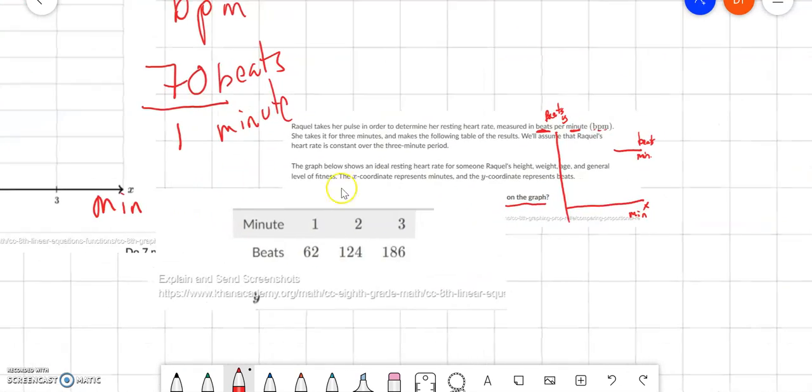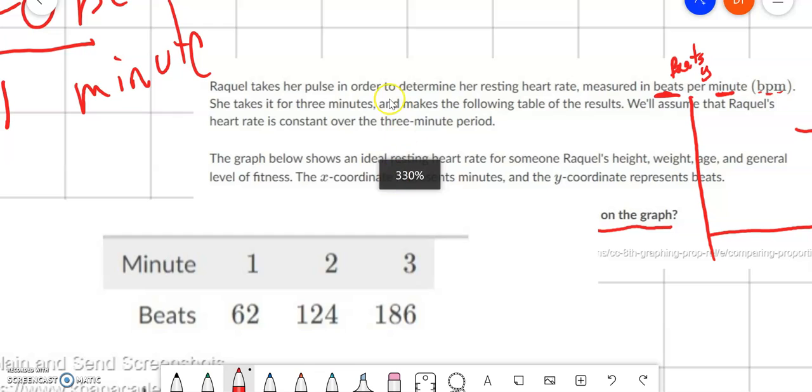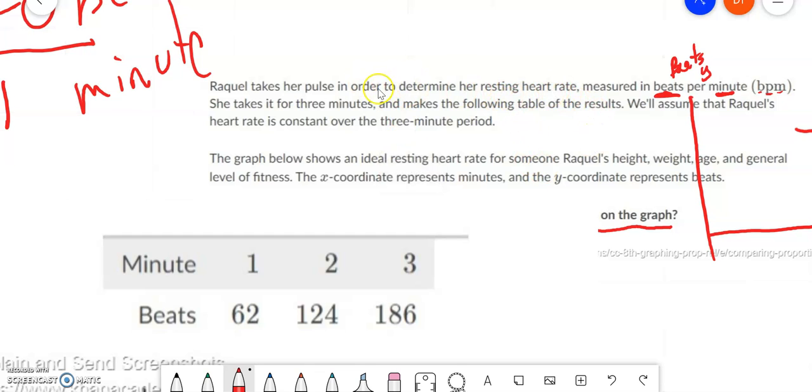So when we look at this question, it says, Raquel takes her pulse in order to determine her resting heart rate. So her rate is 62 over 1 minute. 62 over 1 minute. Or 124 over 2 minutes.